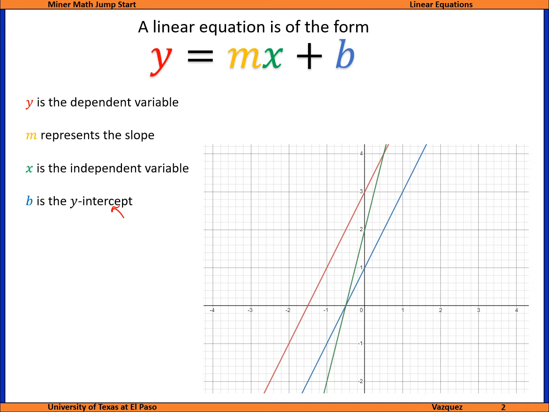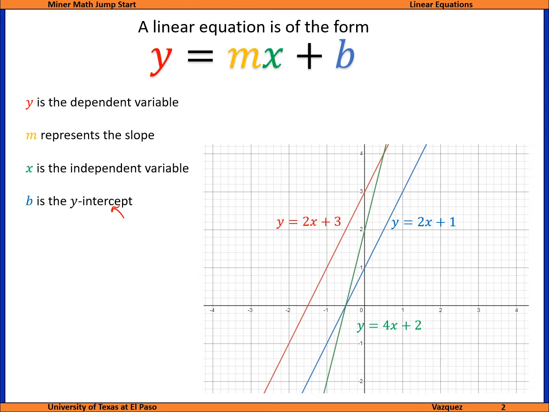We have a red line, a green line, and a blue line, right? And all these lines can be represented with a linear equation, right? Here in red, we have y equals 2x plus 3. That represents that line there. In blue, we have 2x plus 1. And in green, we have 4x plus 2.